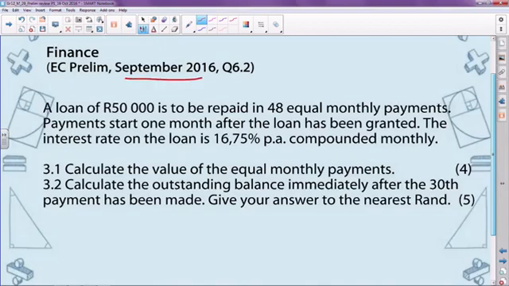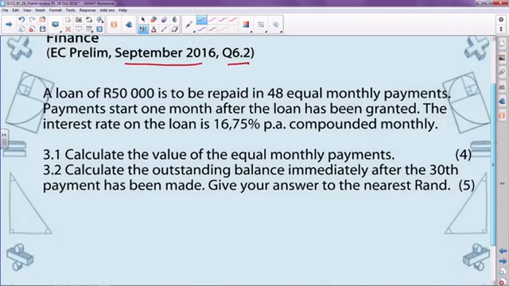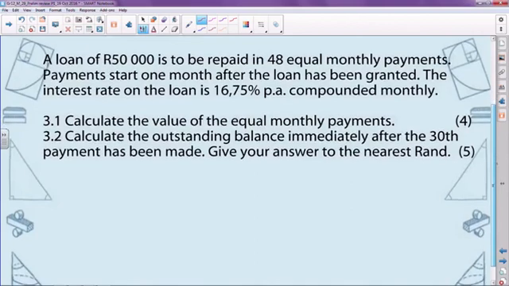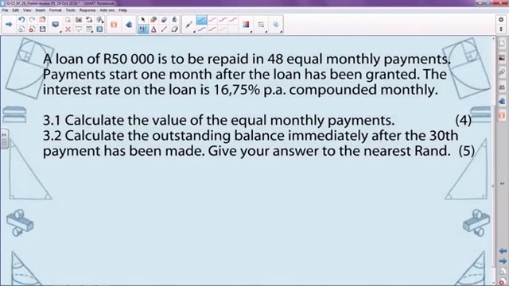and this is September 2016, and this is question 6.2 in that paper. All right, I'm going to give you a chance to take down the key information from this question, and then we'll go through the questions together. So I'm going to give you guys 3 minutes starting now.